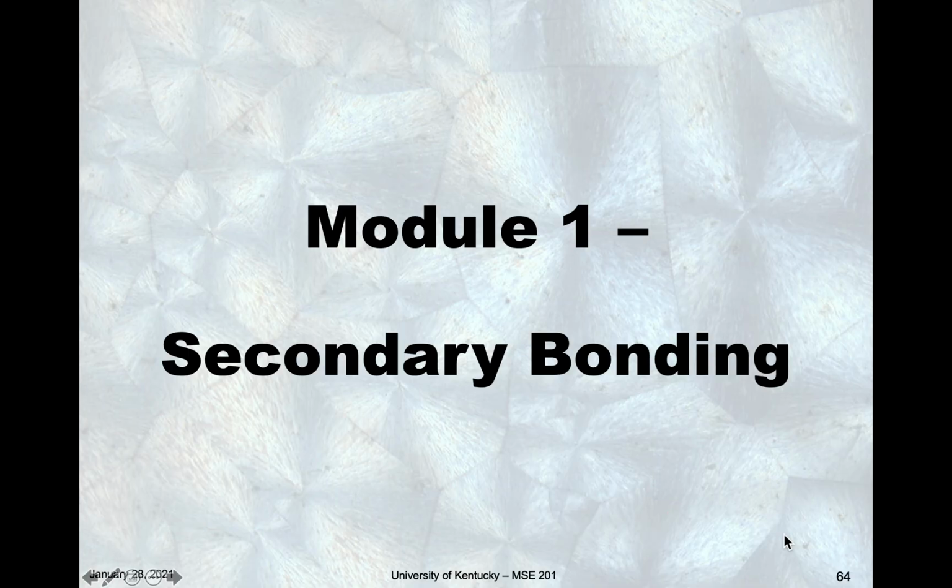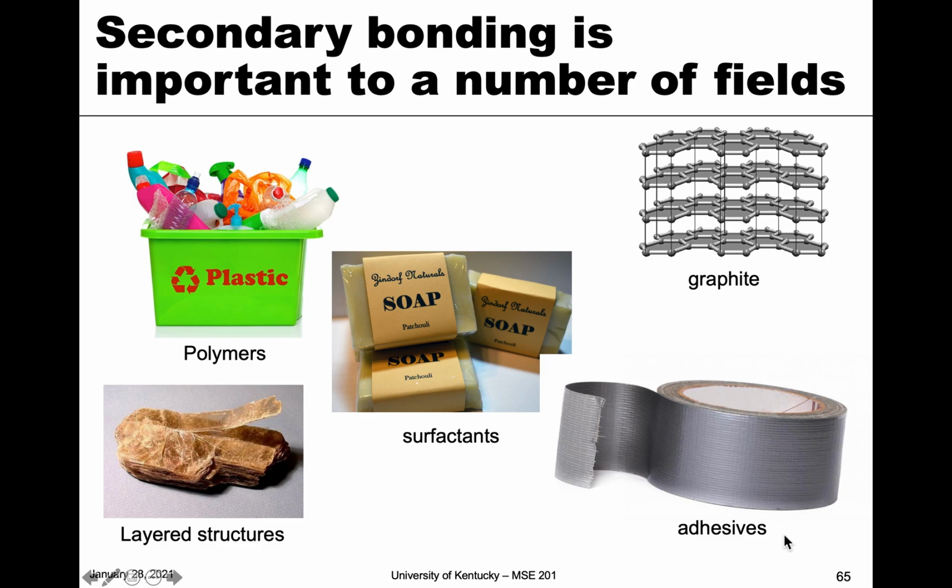All right. In this lecture, we're going to continue our discussion on bonding and talk about secondary bonding. So first of all, let's talk about why secondary bonding is important. It's important in a number of fields, the biggest one being polymers. So we're talking plastics. As you can see here, all these commodity polymers that are recyclable, water bottles, any sort of container these days is a polymer, and a lot of those properties are governed by secondary bonds.